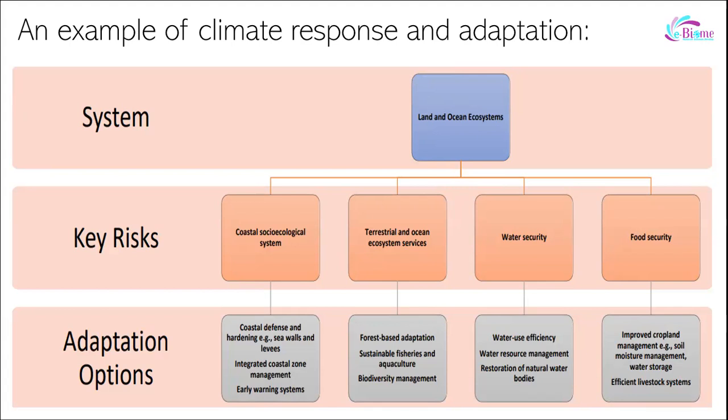So for coastal socio-ecological system, we see that coastal defense and hardening using seawalls and levees and breakwalls is something that can be employed. For terrestrial and ocean ecosystem services, we realize that you can use a forest-based adaptation approach. For water security, you can use water use efficiency approach, and for food security, improved cropland management.